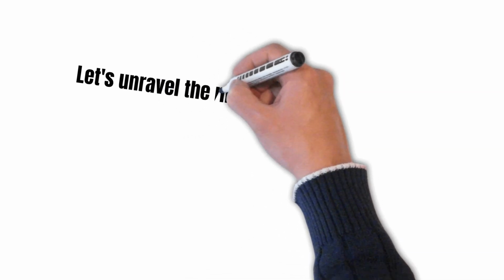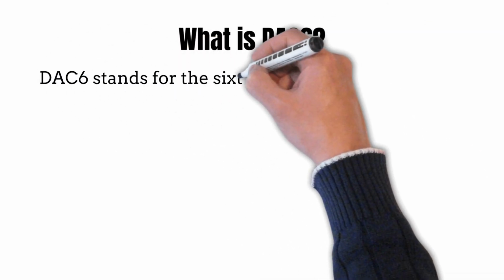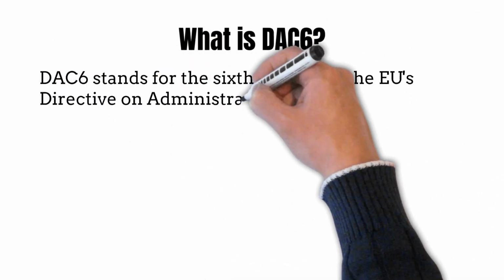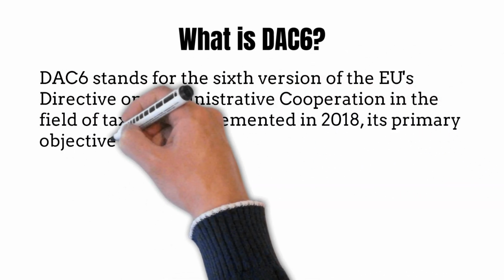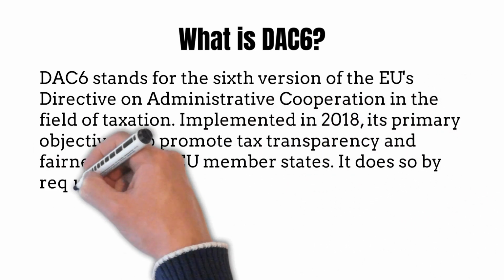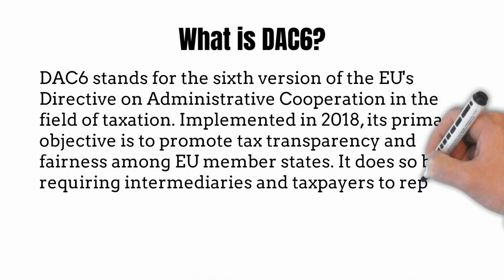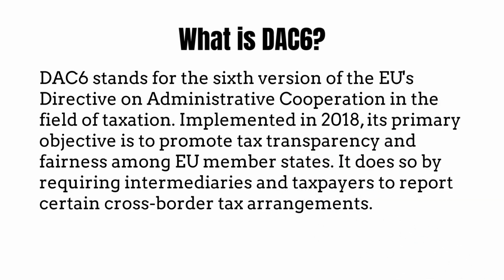Now, let's unravel the mystery of EU MDR/DAC6. DAC6 stands for the sixth version of the EU's Directive on Administrative Cooperation in the field of taxation. Implemented in 2018, its primary objective is to promote tax transparency and fairness among EU member states. It does so by requiring intermediaries and taxpayers to report certain cross-border tax arrangements.